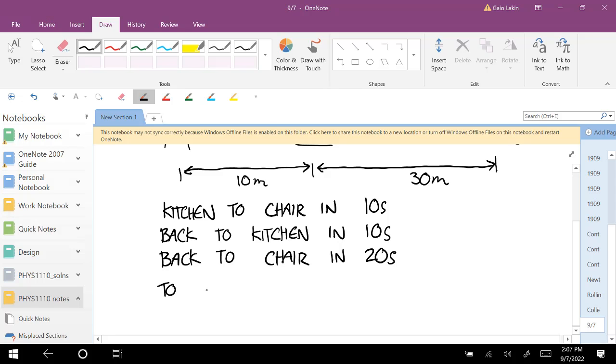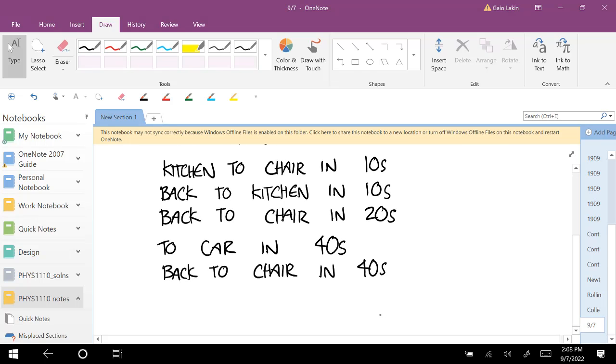So from the chair to the car in 20, I need more time than that, 40 seconds. And then I forgot my bag. So back to the chair in 40 seconds. And then back to the car in 50 seconds. Okay, so that's the whole motion.